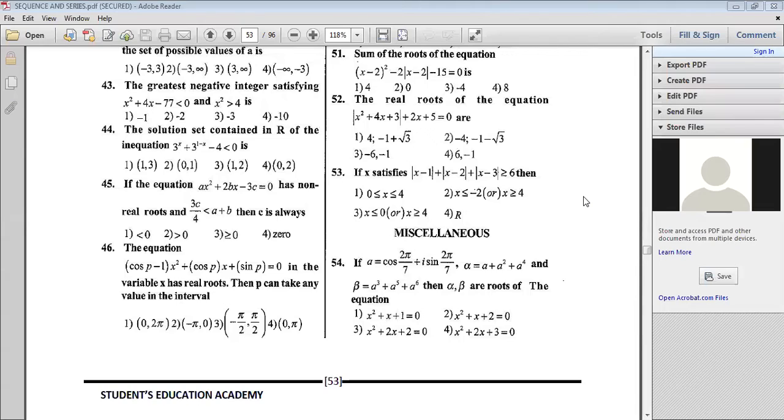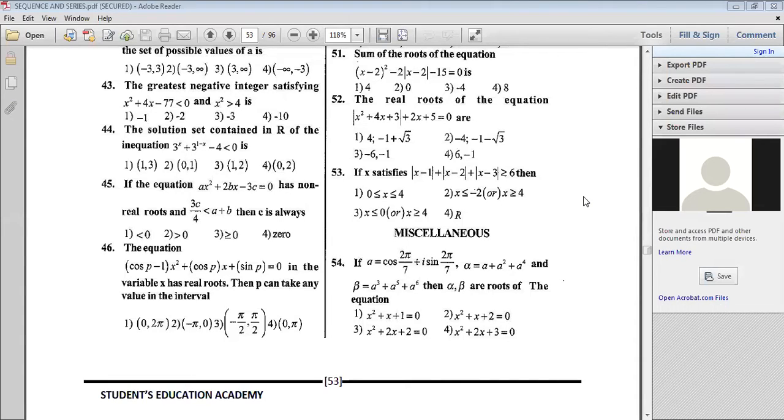Modulus x minus 1 plus modulus x minus 2 plus modulus x minus 3 is greater than or equal to 6. So we have to solve this inequation.